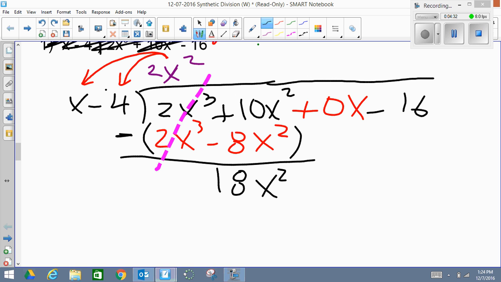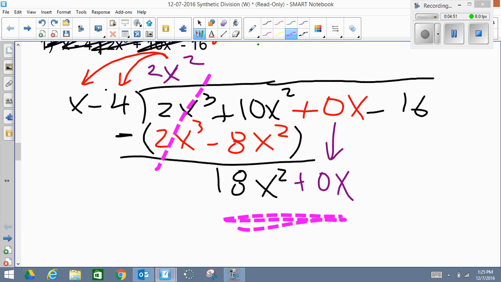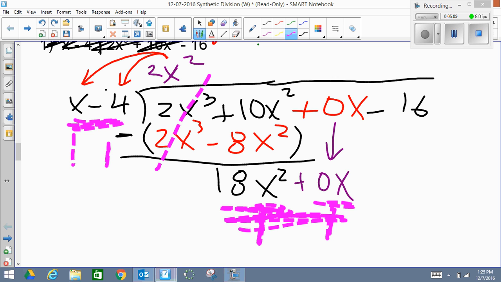I'm done subtracting, then I need to bring the next term down. So I bring the 0x down, plus 0x. Something to keep in mind is I need to have as many terms here as I have on my divisor. So in my divisor, I have the x and I have the 4. So I have two terms. That means here I need to have 2 terms. So by bringing down the 0x, I'm having 2 terms right there. All right, same number of terms.